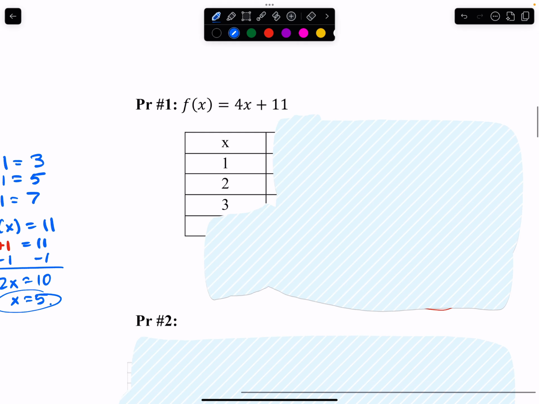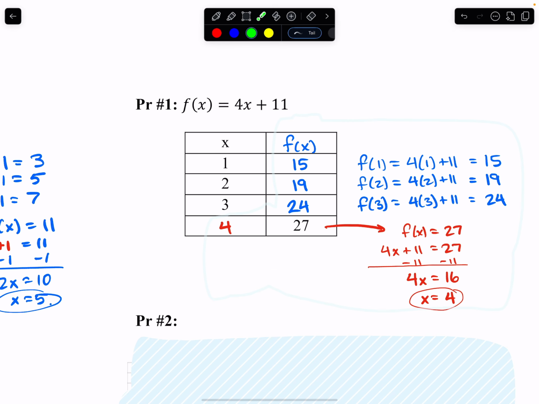All right. I want you to try practice problem number 1 on your own. We have the function f of x equals 4x plus 11. Fill in the table and then come back and check your work.